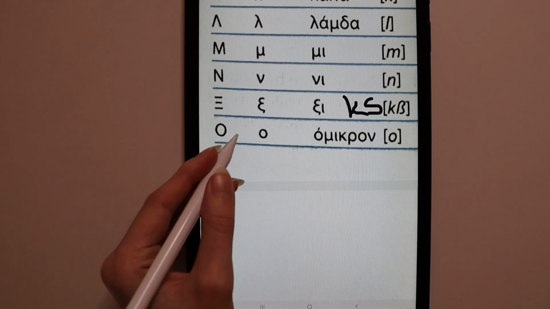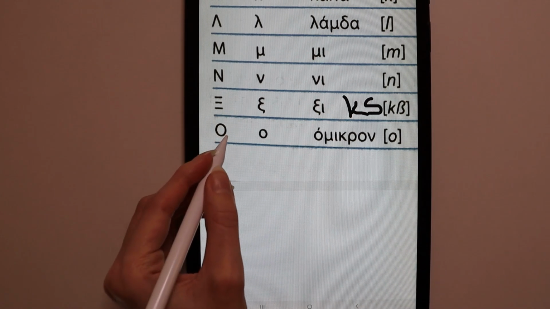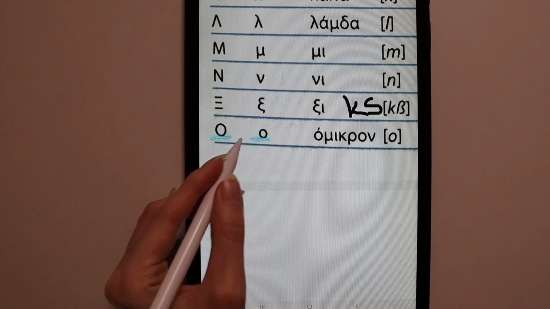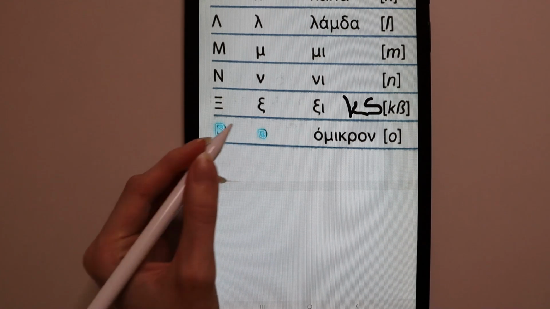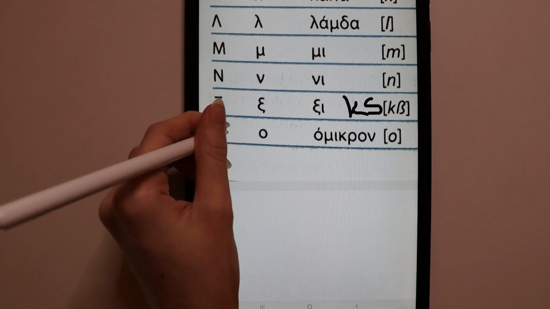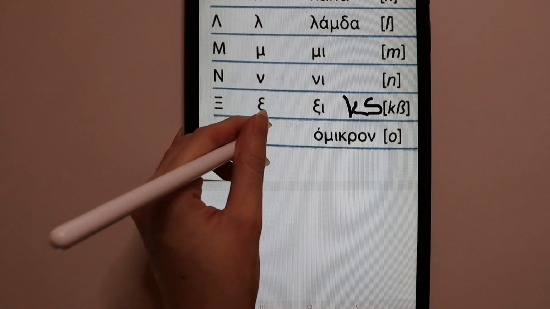And then we have omicron. Omicron is an O, so an O sound. It looks just like the O in the Latin alphabet. Omicron.